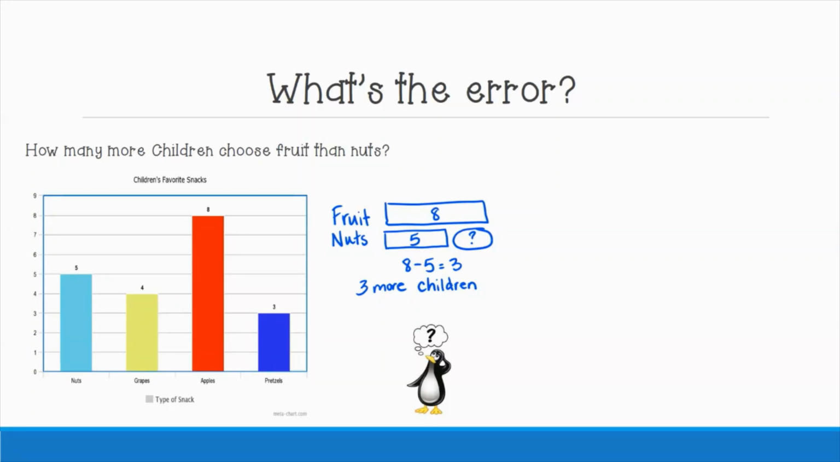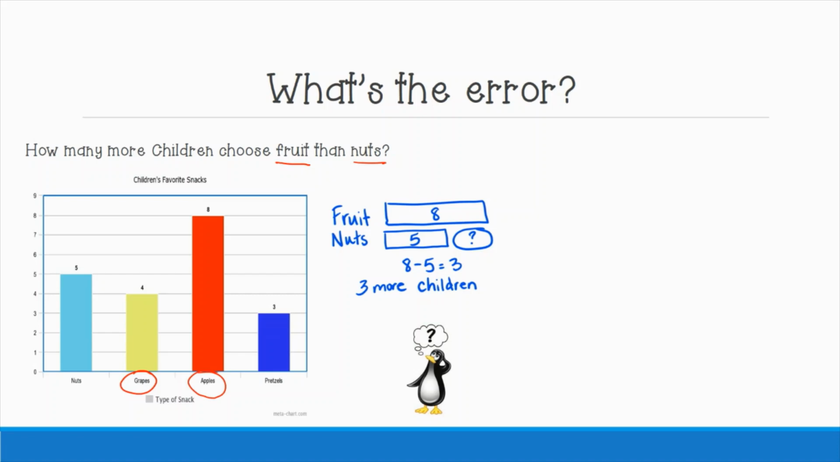Oh, look, our next problem is a puzzled penguin. Let's see where he made his error. The question is, how many more children choose fruit than nuts? And then I have a graph that has data about the children that like nuts, grapes, apples, and pretzels. So the question is asking us to compare fruit to nuts, but I don't have fruit on my graph. I do have grapes and apples.